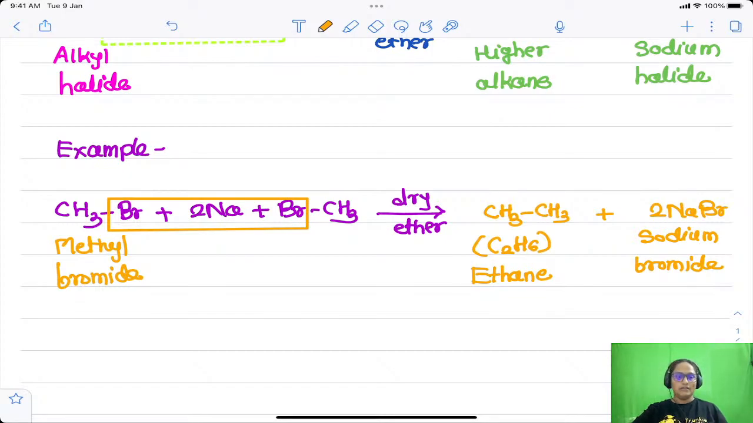You can see the number of carbon atoms is doubled. The number of carbon atoms from starting material to product is double. Methyl bromide contains only one carbon atom. Ethane product contains two carbon atoms.